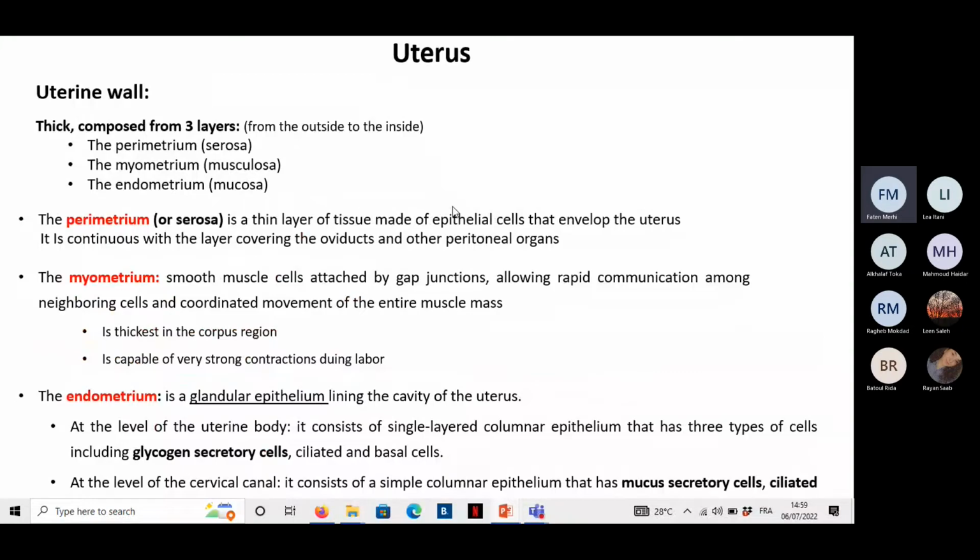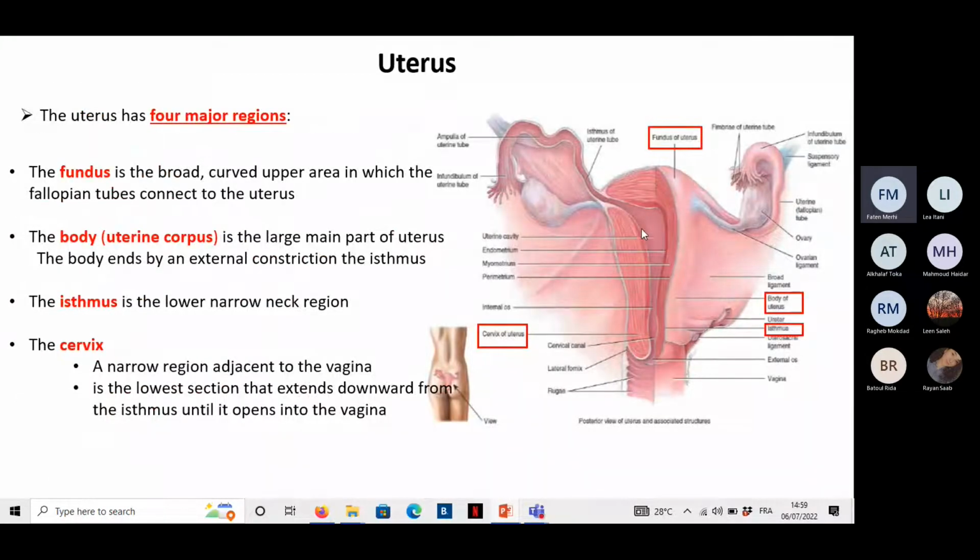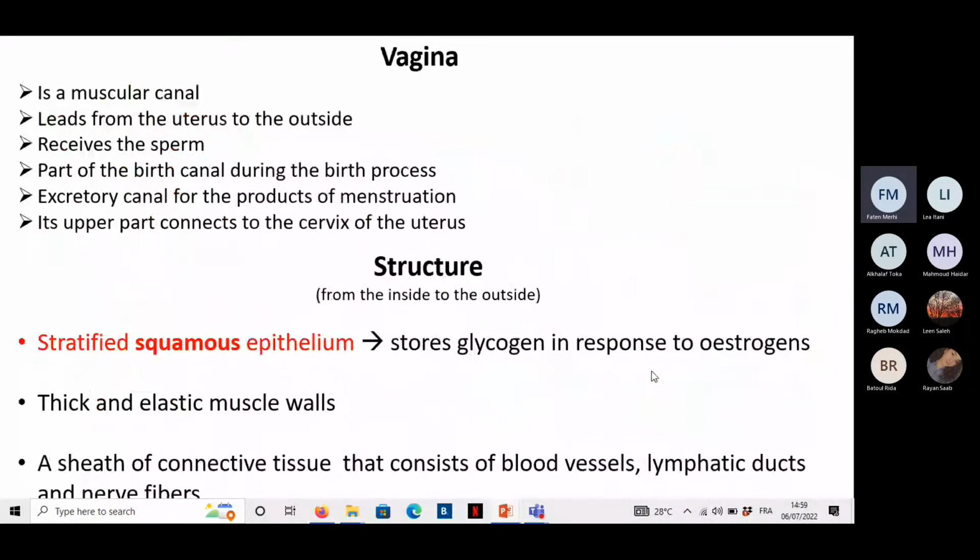So, as we have said earlier, the menstruation is due to the shedding of the endometrium. So during the menstruation, the endometrium will be shed, and the blood vessels with it will be degraded. That's why we will have blood that goes out. Okay, so the blood will go out from the uterus, reach the vagina, and then the outside of the body. So the vagina is an excretory canal for the products of menstruation. Its upper part connects to the cervix of the uterus. Now, what is the vagina composed of? The vagina is composed of a stratified squamous epithelium.